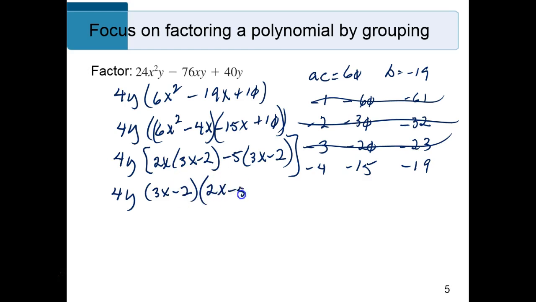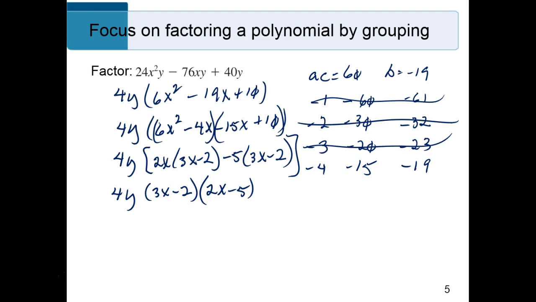2x minus 5. Perfect. We have just factored it. Does everybody see how that works? I'm going to turn this off since it's not doing any good whatsoever. Any questions on that? Does that make sense?